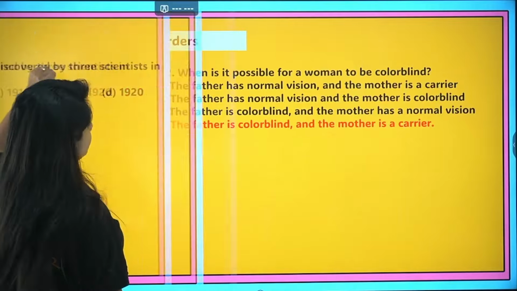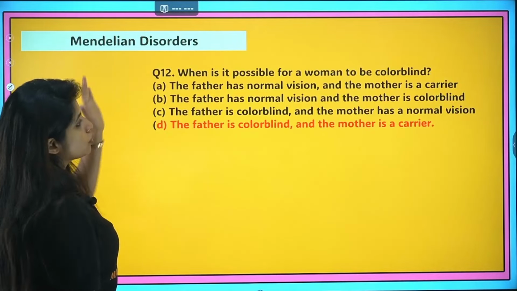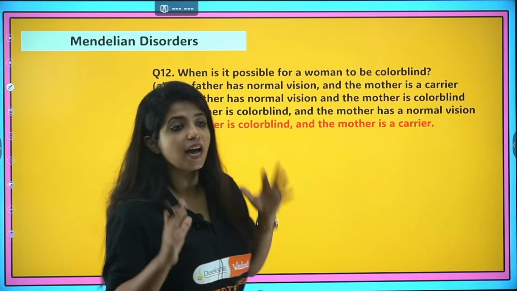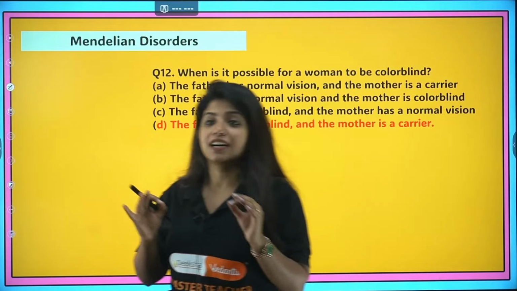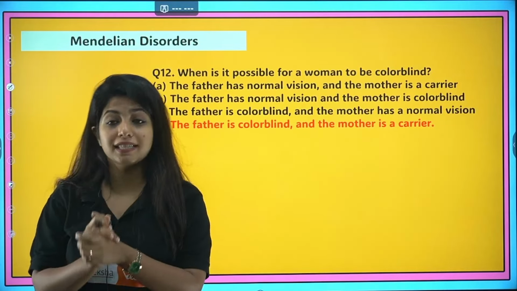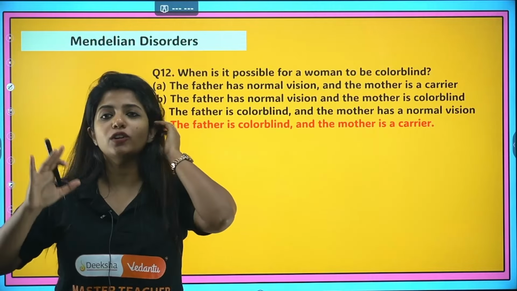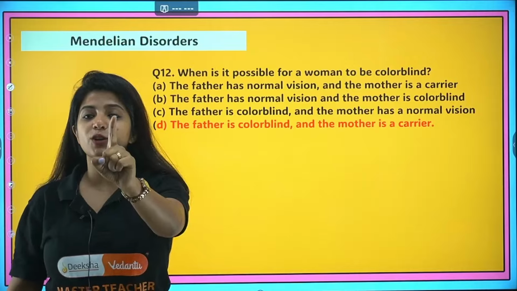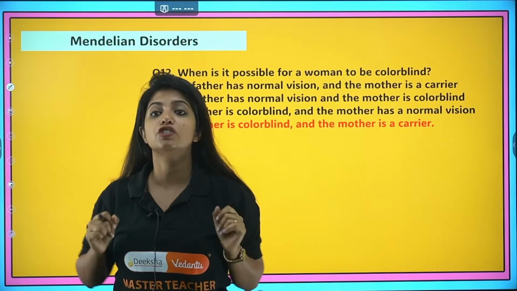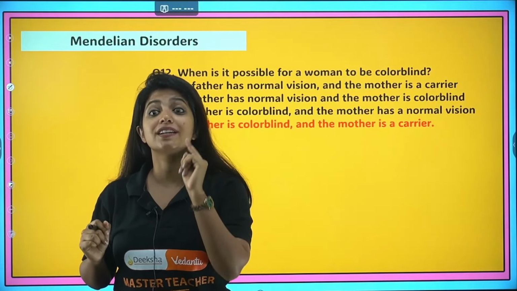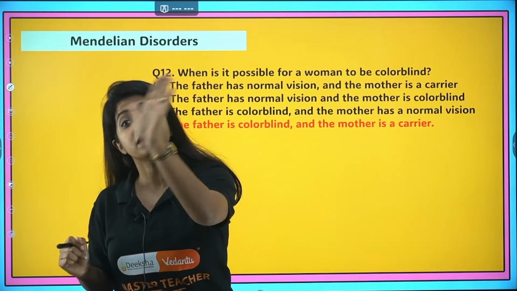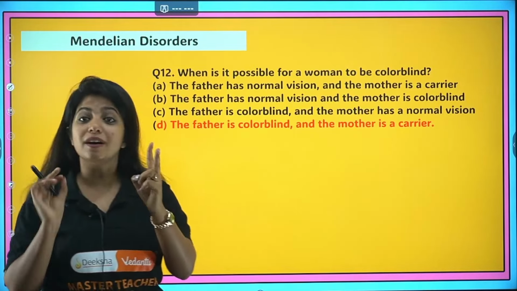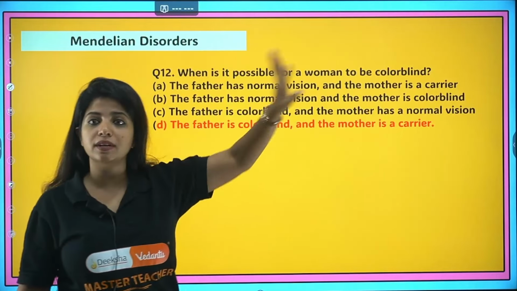Now, Mendelian disorders. Questions like this can be asked on the basis of color blindness. Color blindness and hemophilia are the only X-linked recessive disorders mentioned in your NCERT. Apart from that, all of the other ones are autosomal recessive. Only one dominant disorder is given, that too in the pedigree picture, which is of myotonic dystrophy. It is an autosomal dominant disorder. Rest everything is recessive, and two of them are X-linked recessive: color blindness and hemophilia.